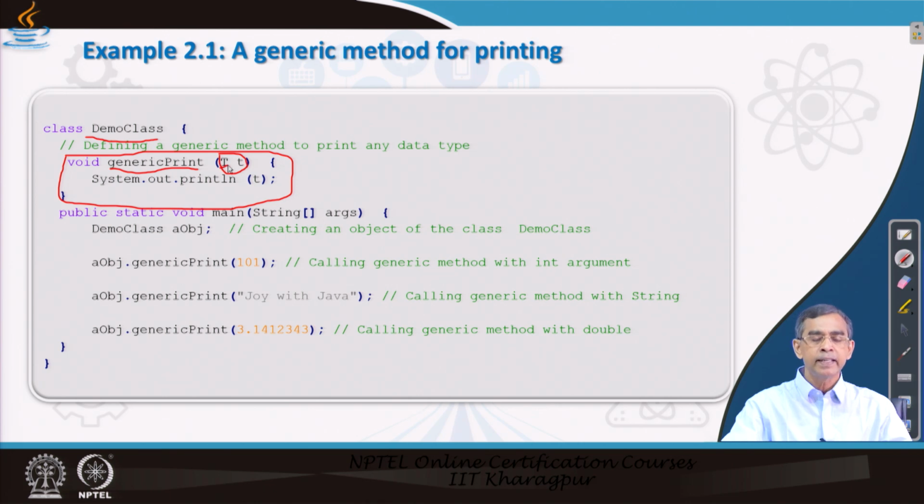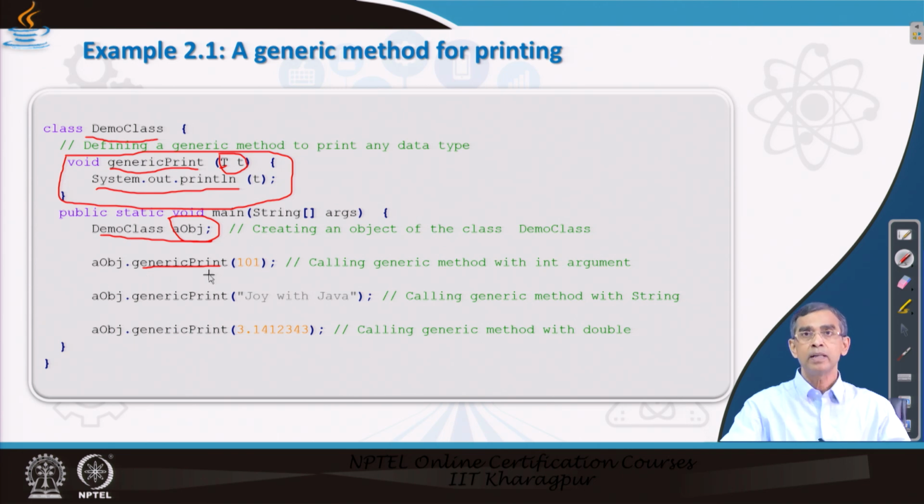Capital T indicates that it is a template, that means it is for any type. For example, it can be int, float, double, or string. The value declared is of type capital T. Then there is one simple print statement to print the value T which will be passed to it. Now, let us see, I create an object of this class, that is the instantiation, and call this generic print method for this object.